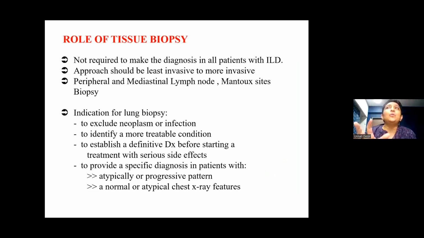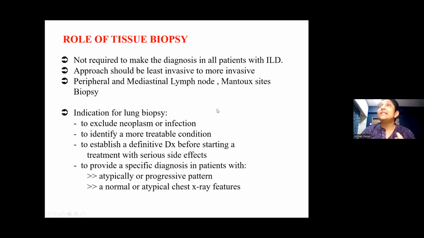We don't jump on to do bronchoscopies in every patient. It is always important to remember that it is not required to make a diagnosis in all patients with ILD. Your approach should go from a least invasive to a more invasive approach. Just because there's a lymph node in the subcarinal region does not mean you subject a patient of ILD who has a saturation of 90 to the fanciest investigation known as EBUS, which has come in. You need to basically biopsy the least invasive site as much as possible.